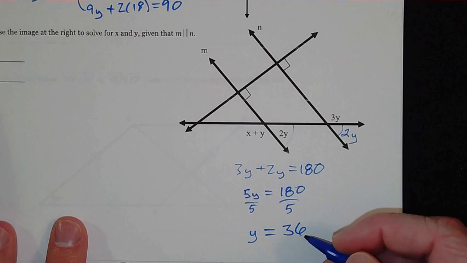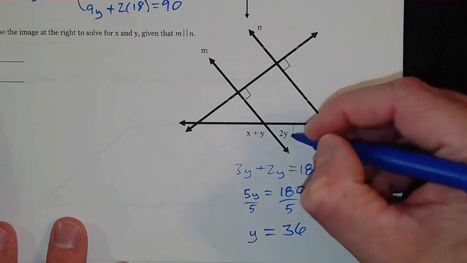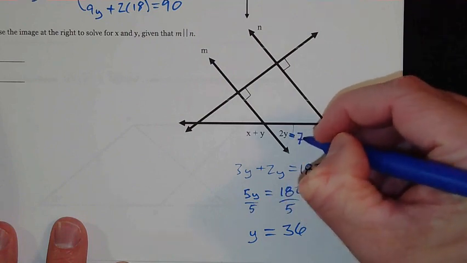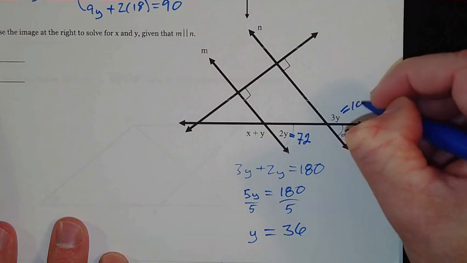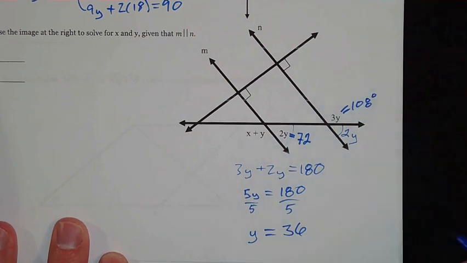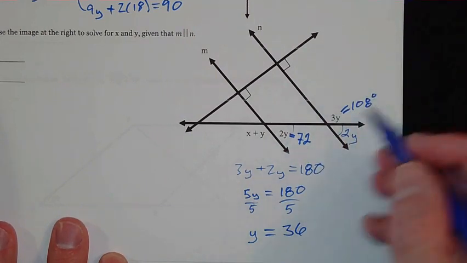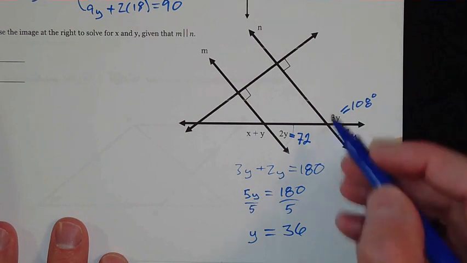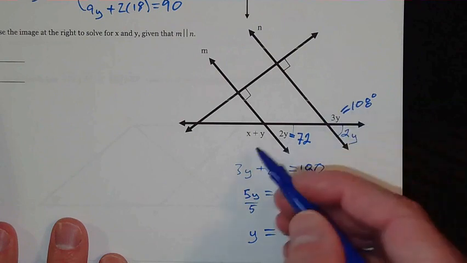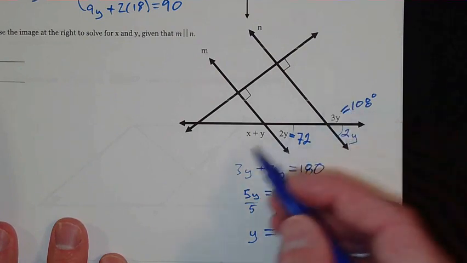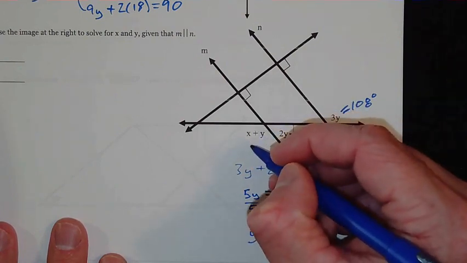And once I have that, I can say, all right, well, if y is 36, 2 times 36, this angle is 72. 3 times 36, this angle is 108. And 72 plus 108 gives 180, so that's a good sign. And then I've got these alternate exterior angles, x plus y must be 108 also.